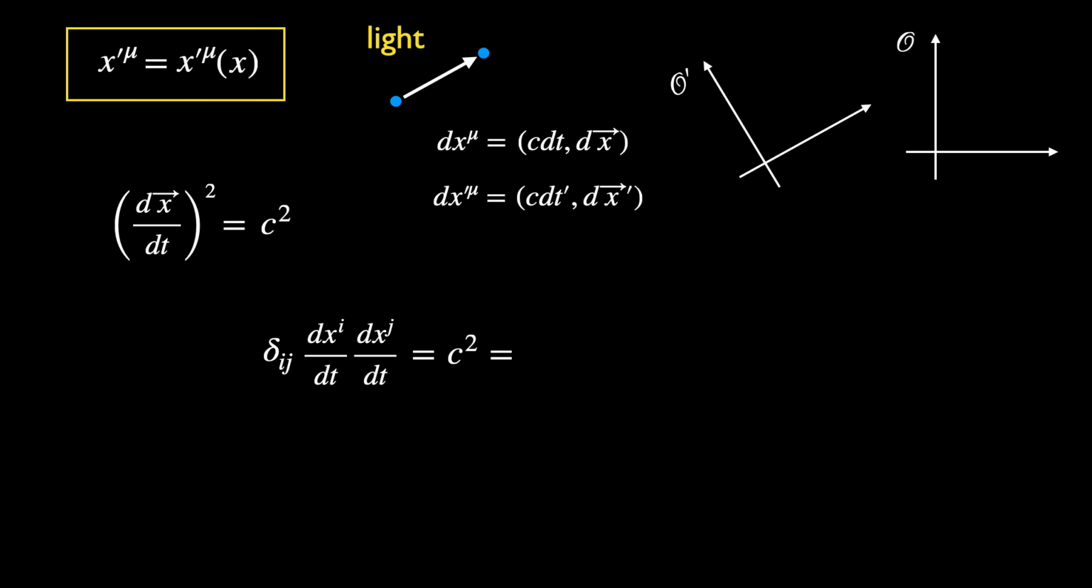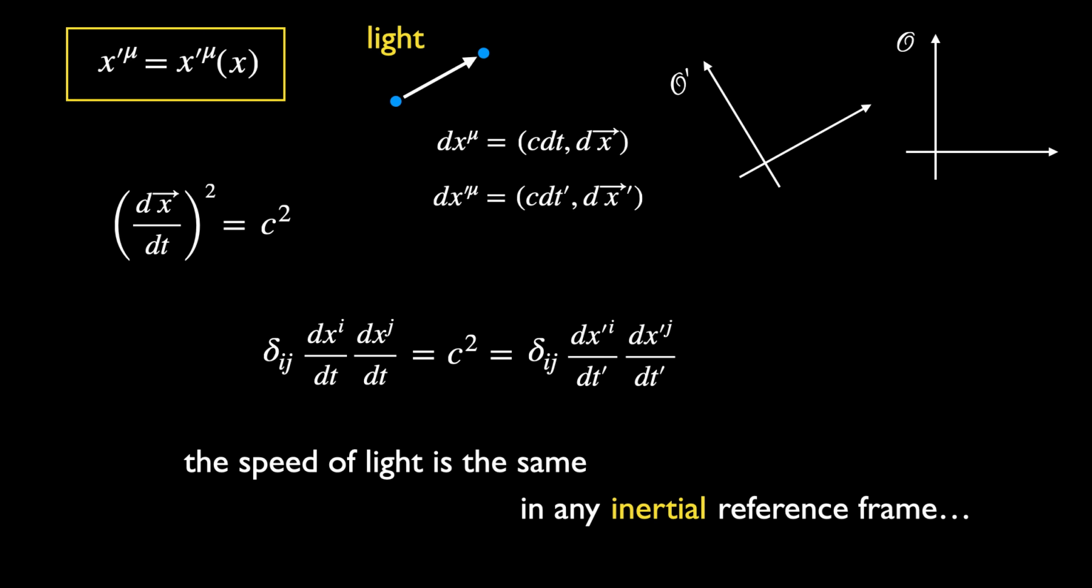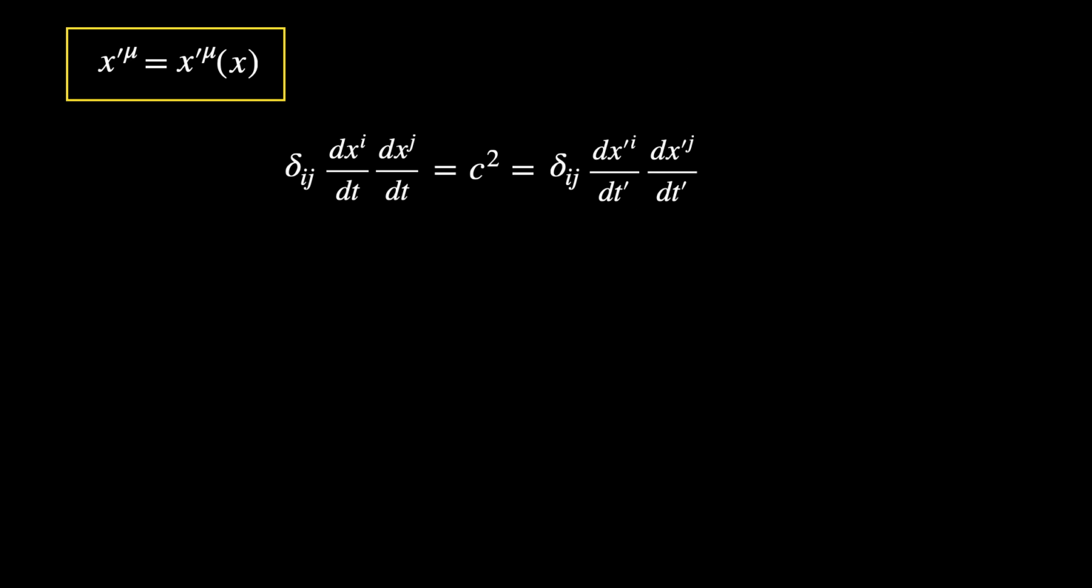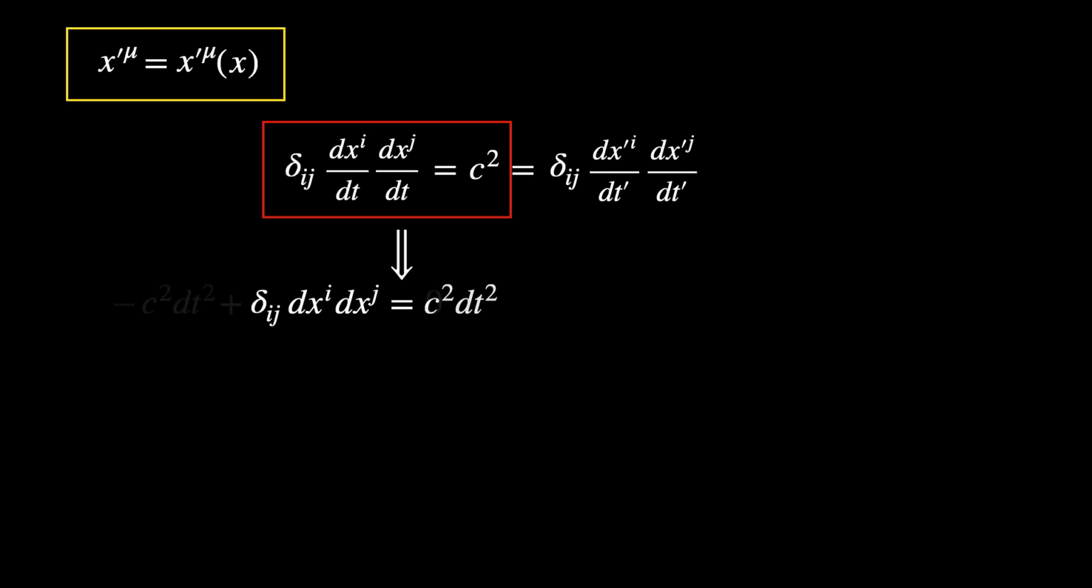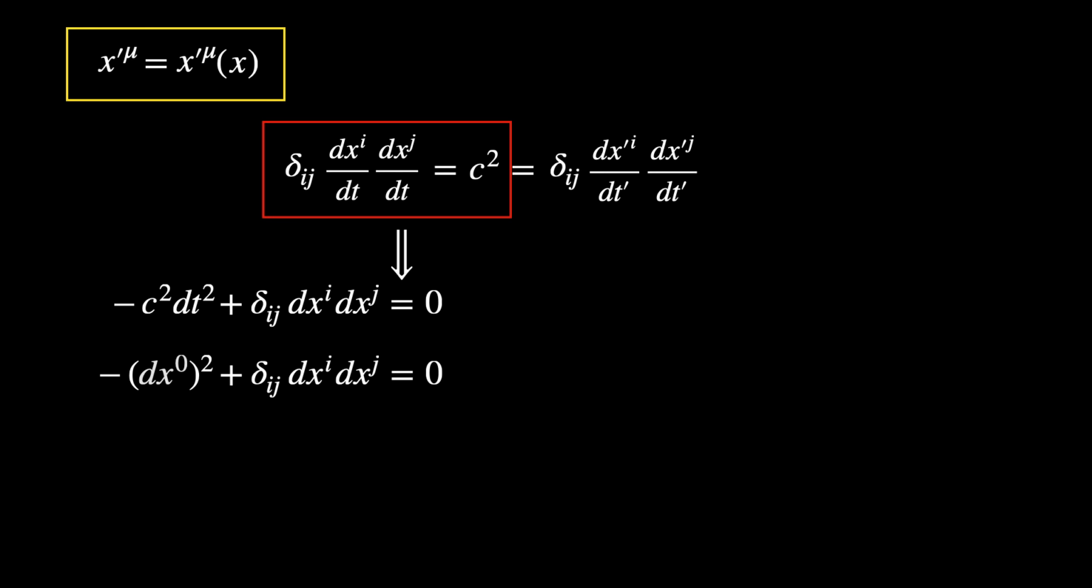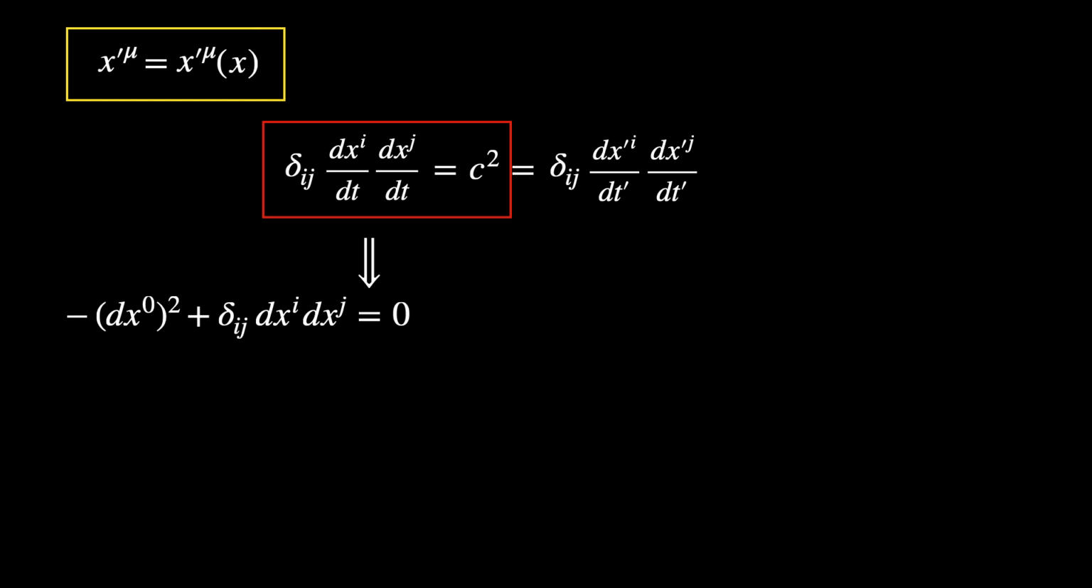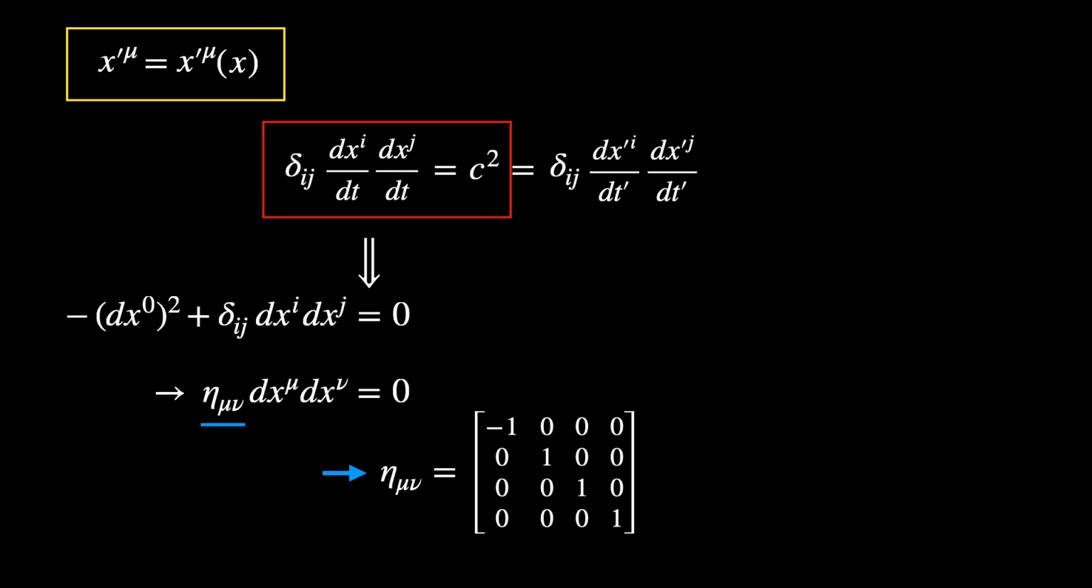By the principle of relativity, the same has to hold for observer O'. We can write this in terms of differentials. ct is just x0. Let's write this in terms of the four-dimensional displacement by introducing the matrix eta.